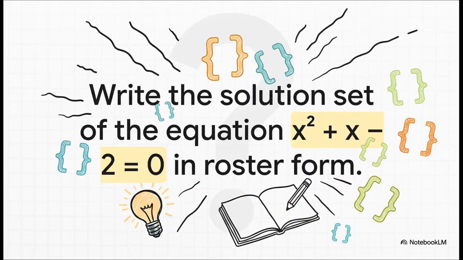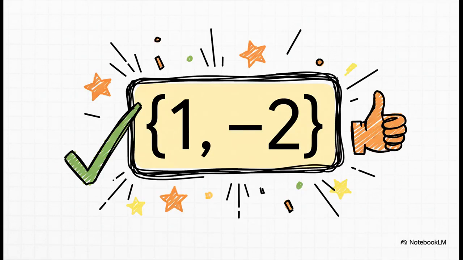Done. All right, time for a quick quiz. Let's see if you've got it. I want you to write the solution set for this equation, x squared plus x minus 2 equals 0, in roster form. Go on, pause for a second, and give it a try. How would you even start? Do you get it? If you solve the equation, you'd find the solutions are 1 and minus 2. So the set in roster form is just {1, -2}. If you got that, excellent job. You're already on your way to becoming a sets master.